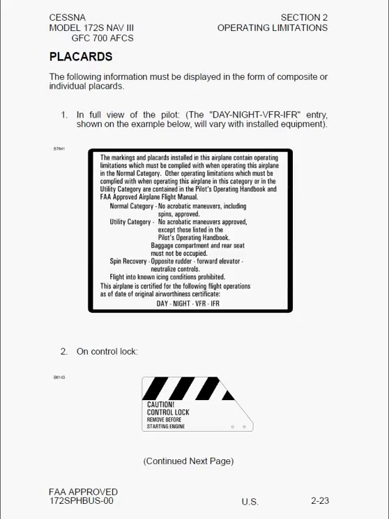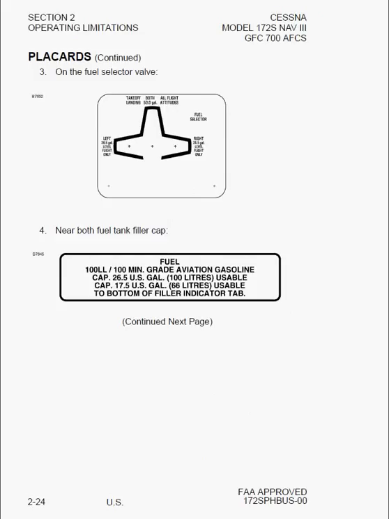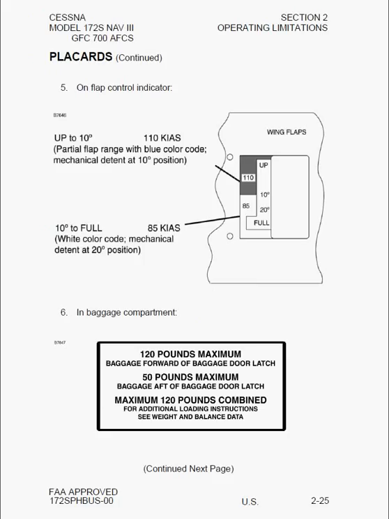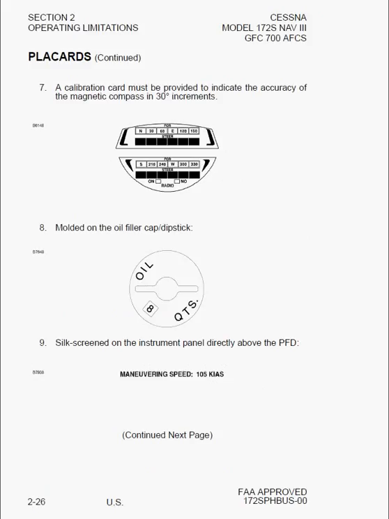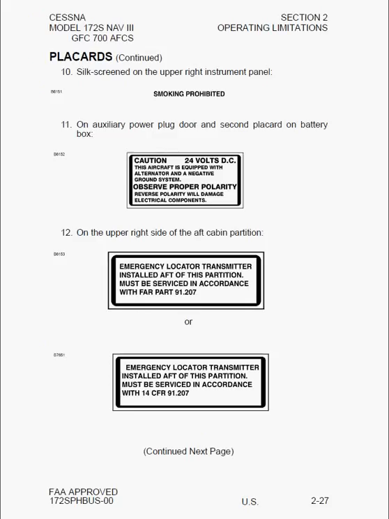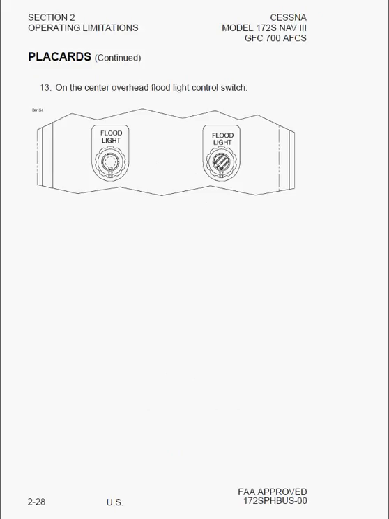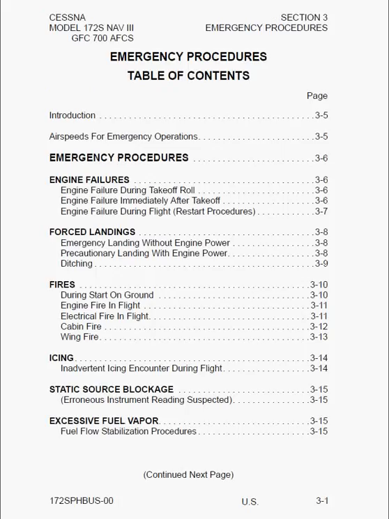And finally, we can see placards, which will be on display in the aircraft at various locations. We have things like the control lock, we've got the fuel selector valve, indications near the fuel cap, flap placards, placards which would go on the oil filler cap / dipstick. Here are more placards, smoking is prohibited, placards on the lighting system, and then finally we move on to Section 3. So that's all there is to Section 2, and it's really that simple.